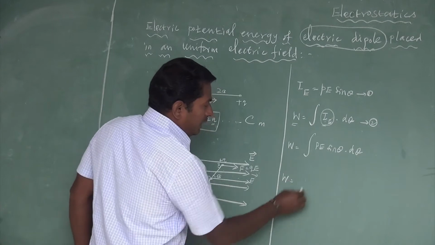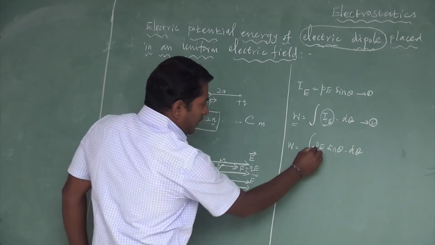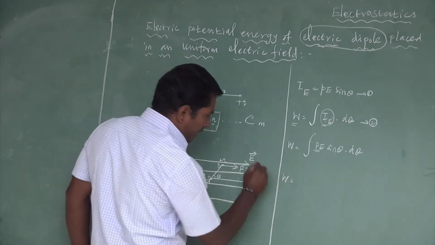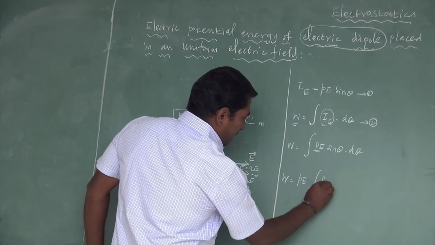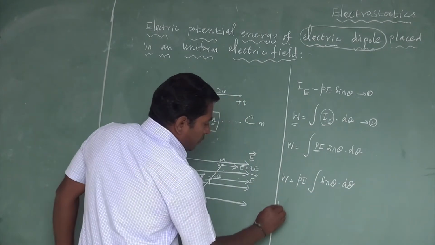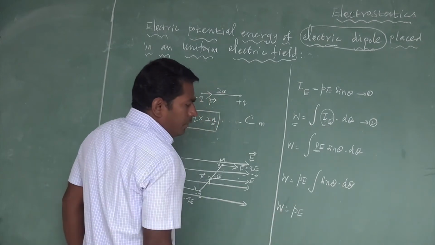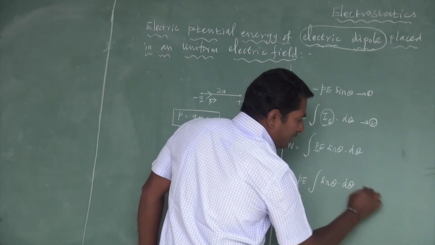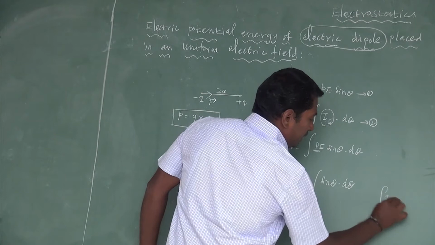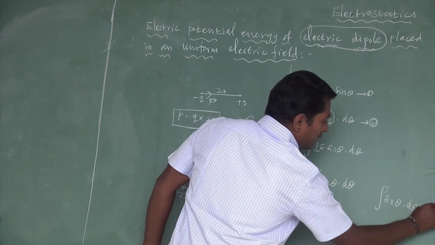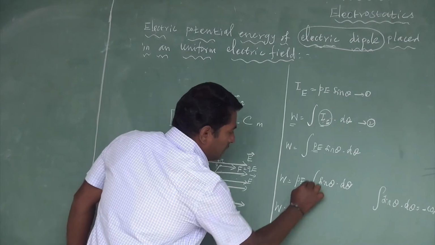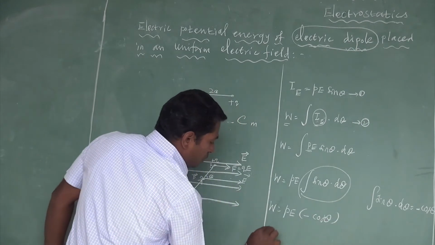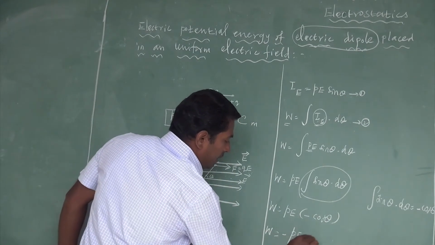So W is equal to, here the constant factors are taken outside the integration: the electric dipole moment magnitude is constant and the uniform electric field magnitude is constant, so taken out, pE integration sin theta dot d theta. One of the formulas in mathematics is that the integration of sin theta dot d theta is equal to minus cos theta. So W is equal to minus pE cos theta.